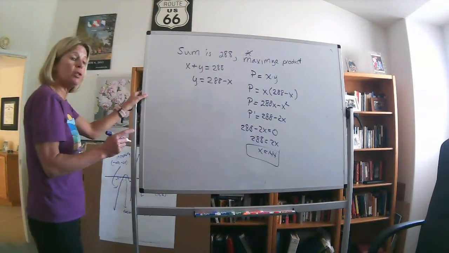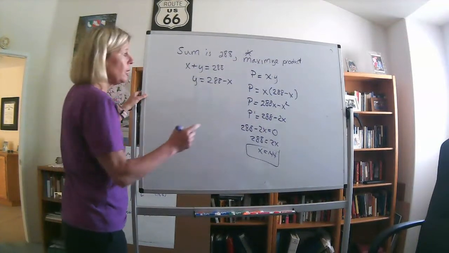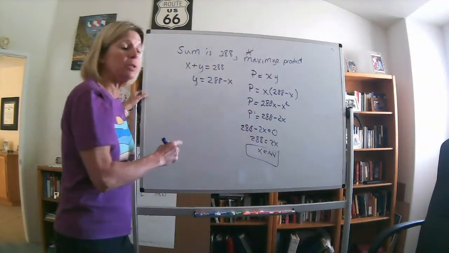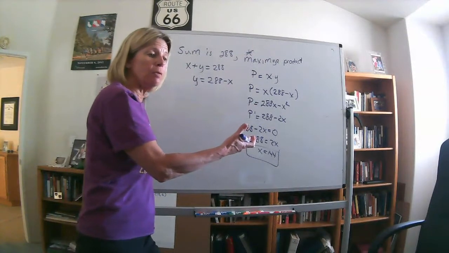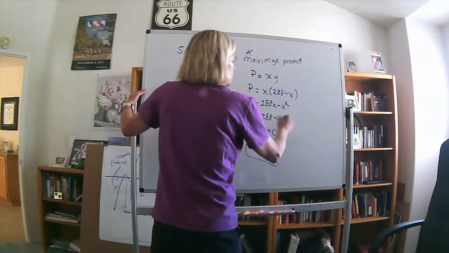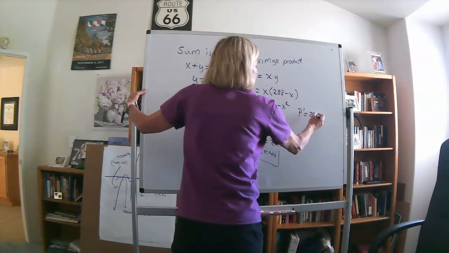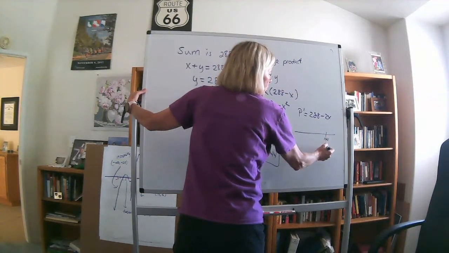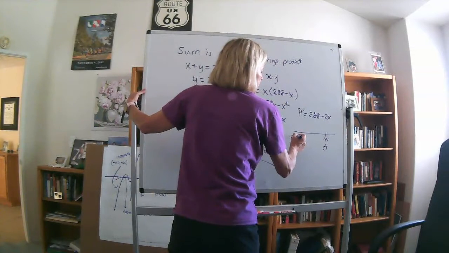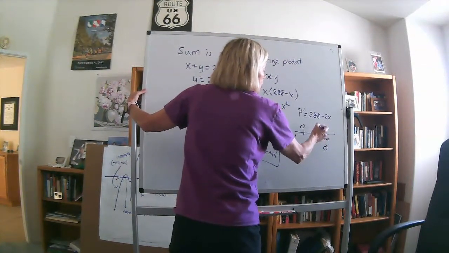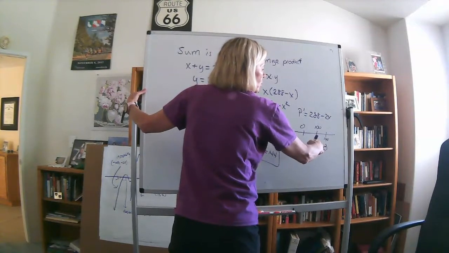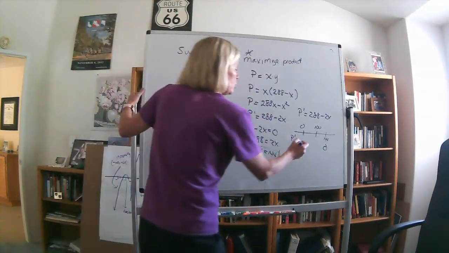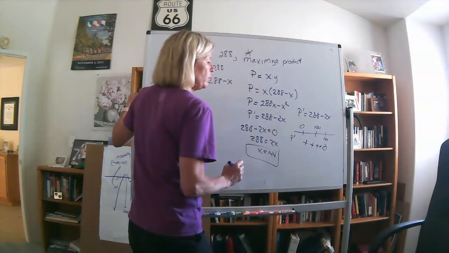I want to check and make sure that that is in fact a maximum. So I'm going to do just what I did previously. I'm going to make up a sign chart and substitute into my derivative function and see what's going on. So my derivative function is 288 minus 2x. The number I care about is 144. That's where p prime equals 0. If I try, let's just try 100, say, a number less than 144. 2 times 100 is 200. 288 minus 200 is positive. So my derivative is positive.